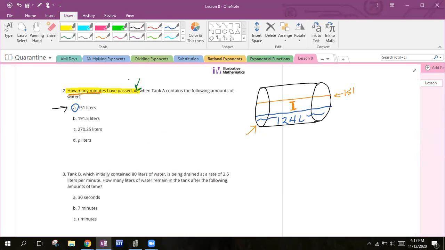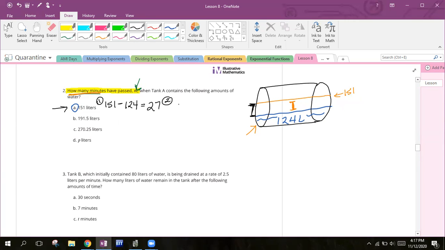Okay, so for A, we have to do 151. We have to subtract off that 124 because the time didn't start until after that was already in there. We're trying to find how long it took to get from here to there. So we have to subtract that amount off. I'll do that real quick. And that's going to give us 27. So that's my first step.